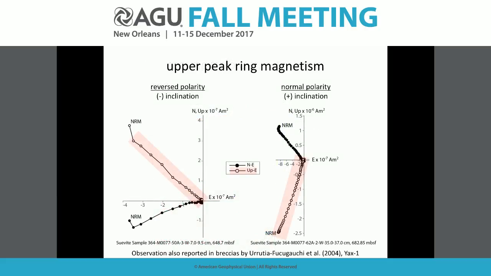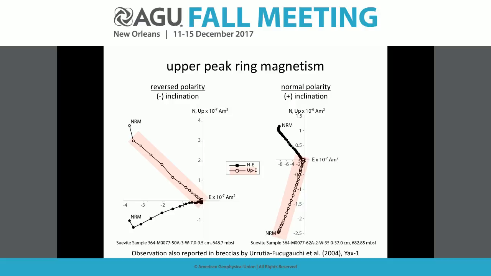So when we studied the magnetism, particularly in the upper peak ring of the Chicxulub crater, what we found is that most rocks had a single component reversed polarity magnetization. All right, that makes a lot of sense because the field was reverse at the time of the impact. But we also found impactites with normal polarity magnetization. That was interesting, and this is not the first time we've seen this.